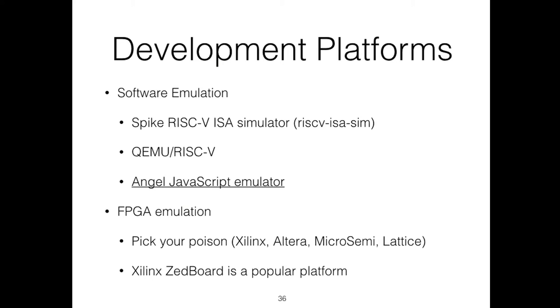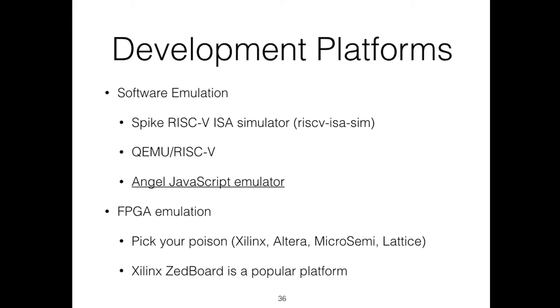If you want to get an FPGA and start playing around with the hardware, you can pick your poison. Basically all of the FPGA vendors are supported: Xilinx, Altera, Microsemi, Lattice, it's up to you. The Xilinx ZedBoard is a particularly popular platform, and it's what the Berkeley folks have been using. They also use some of the other Xilinx Zynq boards as well. The ZedBoard is a few hundred dollars, so it's not cheap, but it's a cheaper FPGA platform.